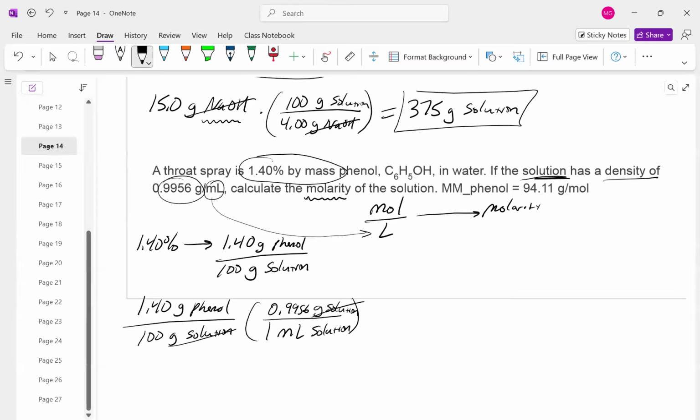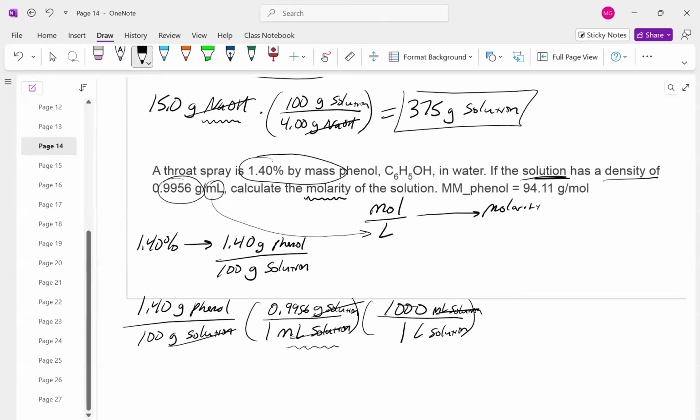Now, if you notice what I've done here, I've introduced volume. So let's get that into something that will go into molarity. Milliliters will be on top, liters will be on bottom. There's 1,000 milliliters in 1 liter. So those cancel out. And I'll add the solute in here as well. So that'll get me to my volume for molarity.